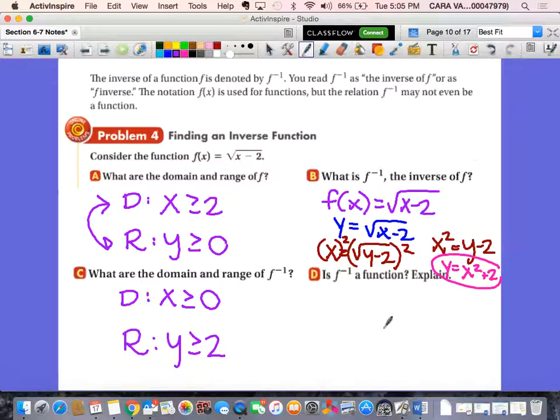So last part on D is f to the negative 1, f inverse. Is it a function? Explain. So let's look at the inverse equation. Is x squared plus 2 going to pass the vertical line test? Yes. This is a quadratic and it will pass the vertical line test. There are only x values that do not repeat themselves. And there you have it. I think the hardest part here is maybe determining the domain and range of your original equation. But once you got that, you're good to go.